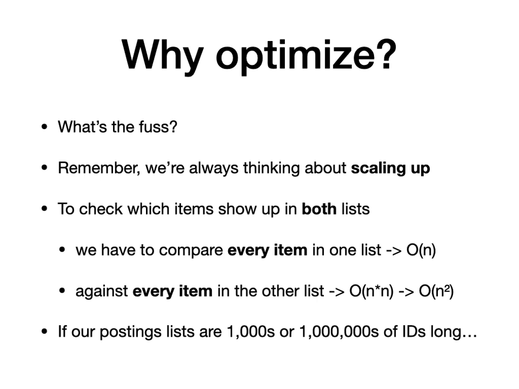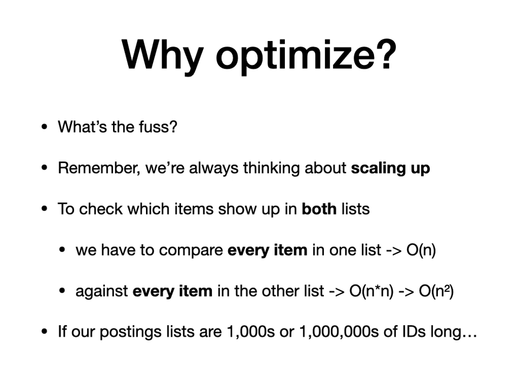So remember, we are always thinking about scaling up. So if I have to check which item shows up in both lists, comparing every single item in one list, we start with big O of n with that. We're already running through one list. And now we've got to compare against every item in the other list as well.